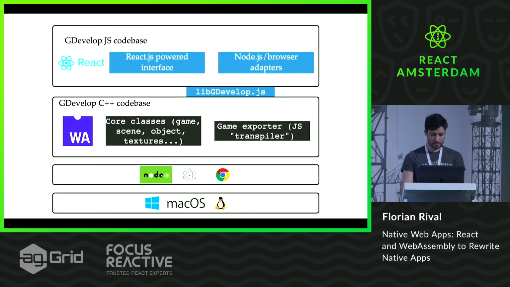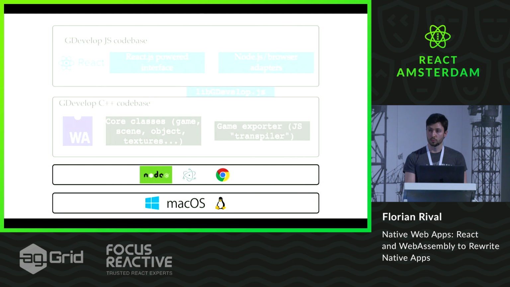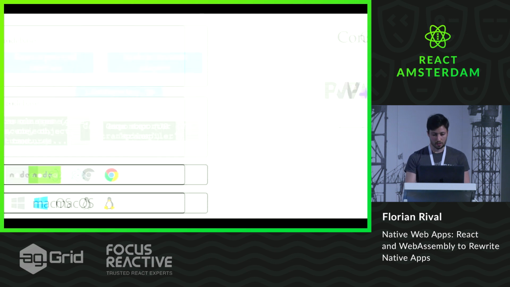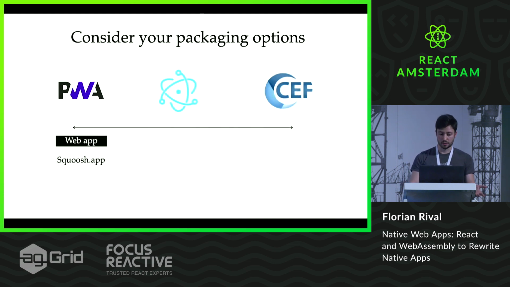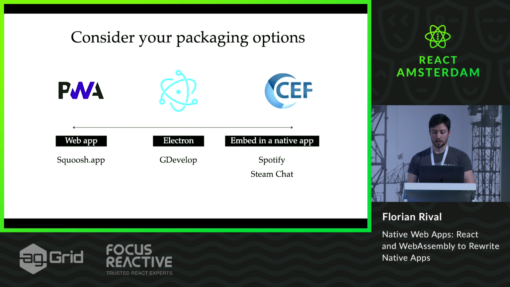So I think that we have the C++ code base now working with WebAssembly. We have the JS code base that is now written using React. And the last thing that we need to know is how to package all of this. We can make a progressive web app. For example, there is Kush.app, an open source app that you can try, and it's using WebAssembly. You can use Electron, and we can even use Chrome Embedded Framework to embed this into an existing application.